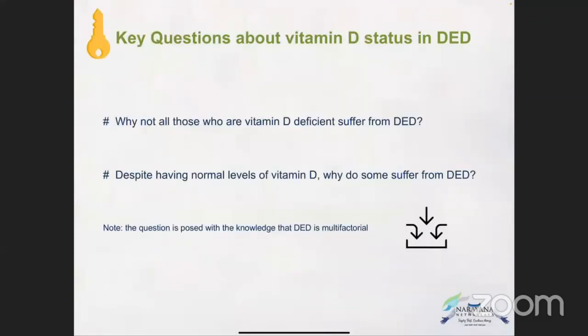But the two questions which always come to mind, and this has been asked by everybody whenever we started presenting it from 2010 onwards: India is vitamin deficient, so why aren't people getting it? And despite having a normal level of vitamin D, why do some people still develop dry eye disease? Could it be a factor? This is a very important question.